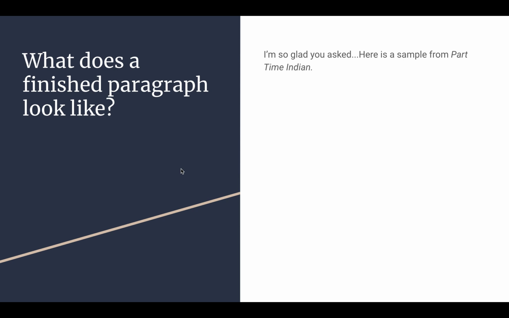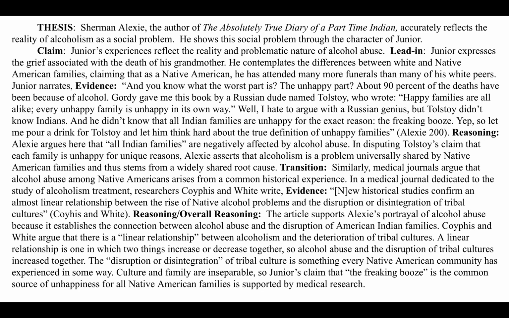So what does a finished paragraph look like? Well, bingo, here you go. Notice here the first evidence is coming from Sherman Alexie, and then we transition with this sentence into medical journals and the evidence that this person found from a journal, a medical journal that discusses alcoholism treatment. The evidence, of course, is cited as well.